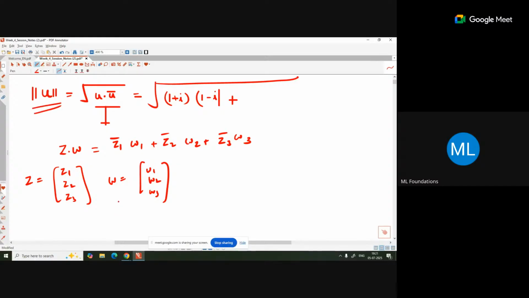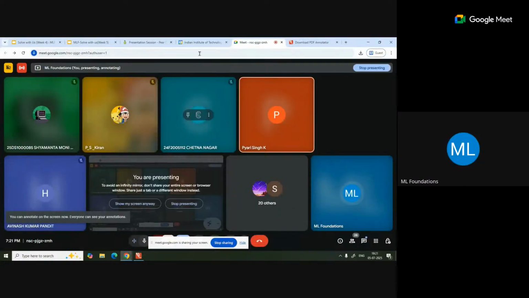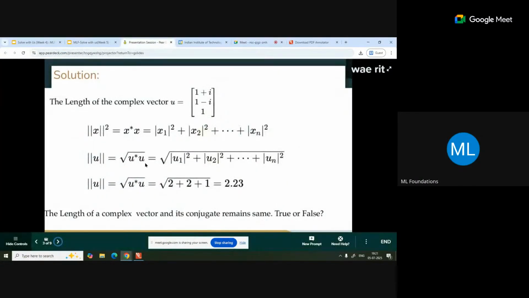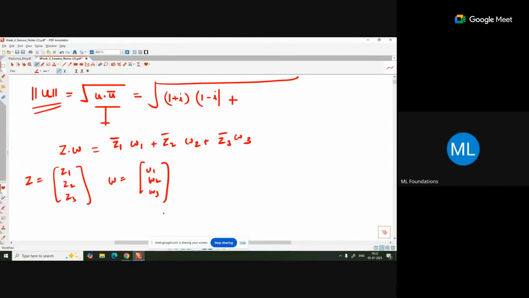Or the length of any vector is what? Complex, let's say you have this, right? So 1 plus i and 1 minus i, so we'll have to multiply that, correct? In a complex scenario, what will that be?